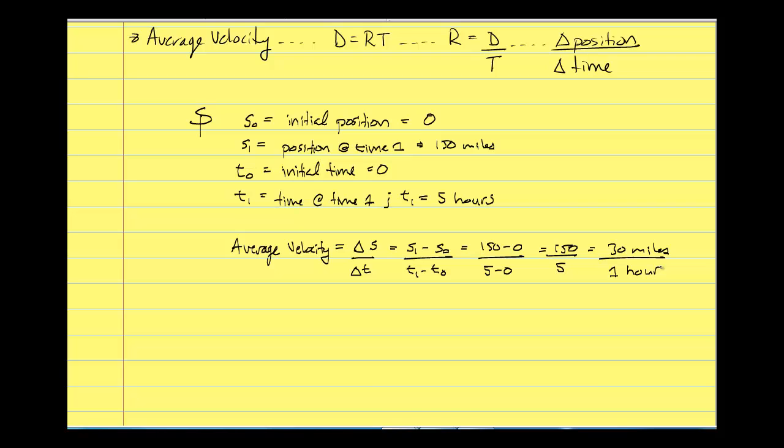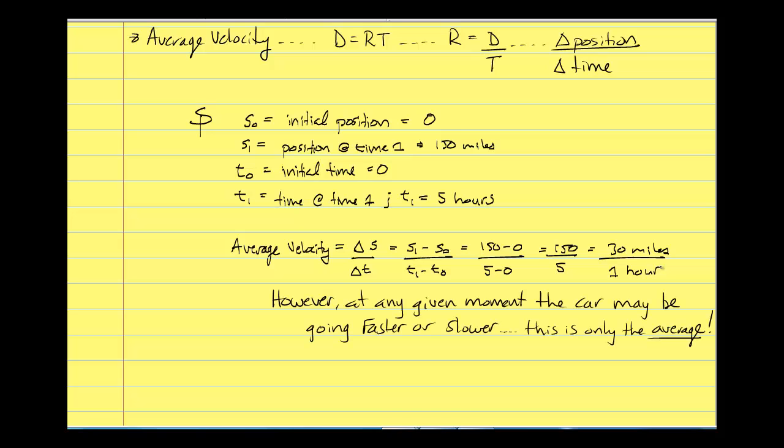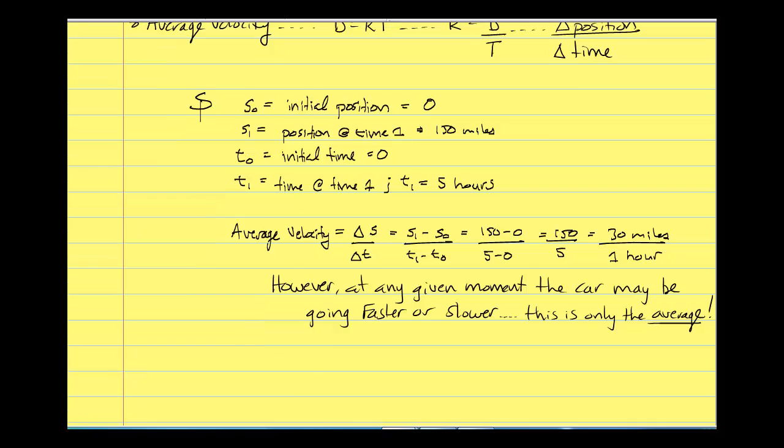Now, however, after saying this, at any given moment the car may be going faster or slower. This is only the average speed. So we know when we started out we were going 0 miles per hour. So this doesn't represent that start time, and maybe sometime along this trip we may have been going 80 miles per hour and then slowed way back down again. So again, what we're only talking about here is the average velocity.